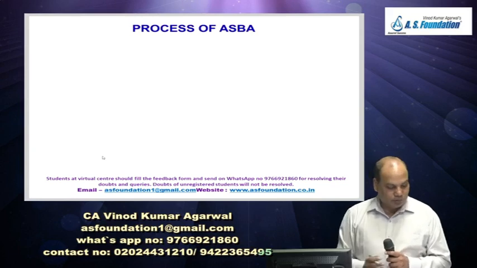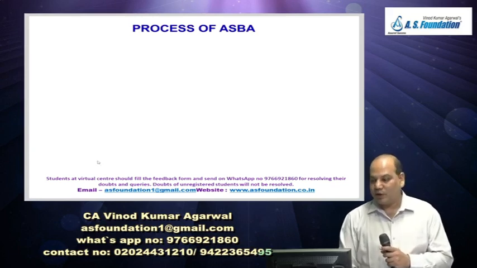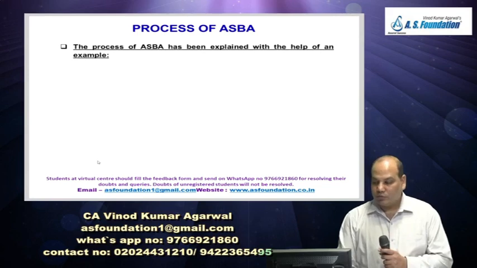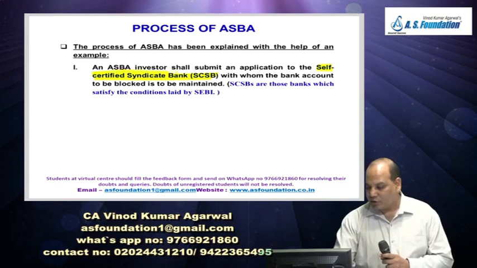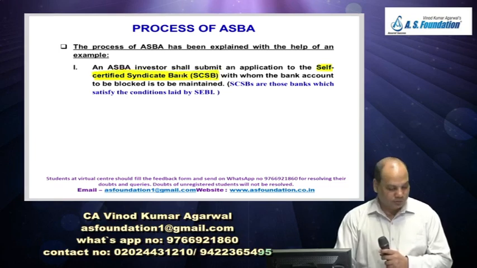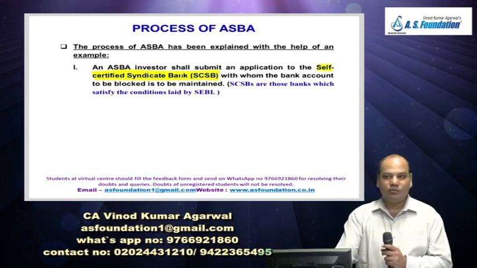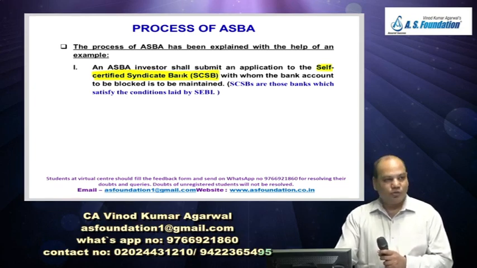Okay. Come to the next para. Process of ASBA. Already we have discussed, some more discussion. The process can be explained with the help of an example. Now what you have to do: an ASBA investor shall submit an application to the self-certified syndicate bank. Underline. In one of the ICI model test papers, there is a question on this point. Can you believe from which line they can ask you a question? Which I am going to take soon.